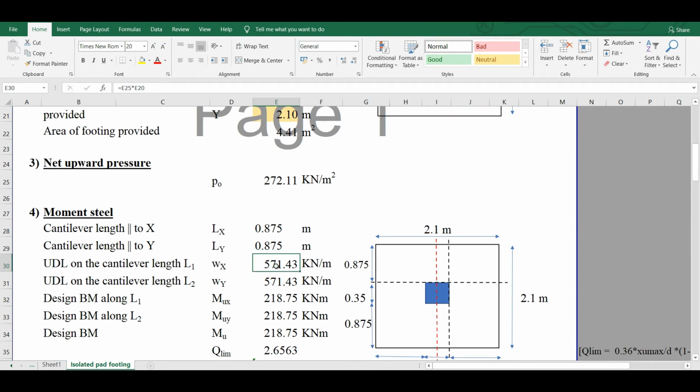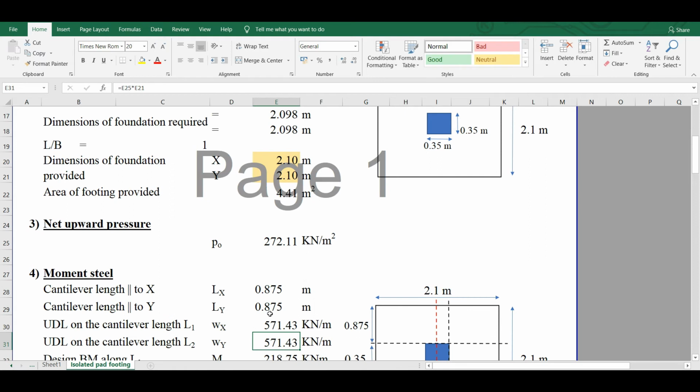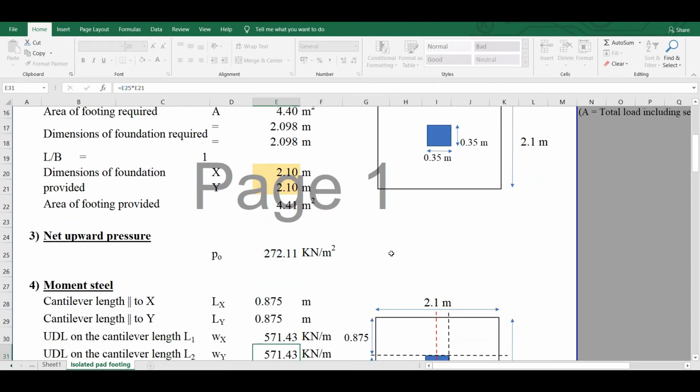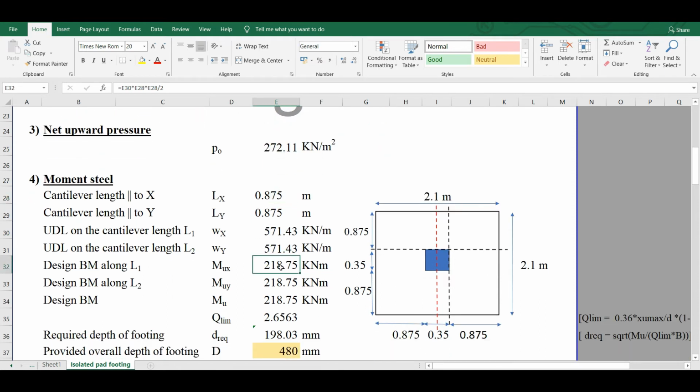And similarly UDL. So UDL is nothing but the upward pressure multiplied by the dimension of the footing. So if I want the UDL in the x direction, I will multiply the net upward pressure by the dimension in the x direction. And similarly UDL in the y direction will be equal to the net upward pressure multiplied by the length in the y direction. So once I have the UDL and the length of cantilevers in both the directions, I will calculate the bending moment, that is nothing but WL square by 2.